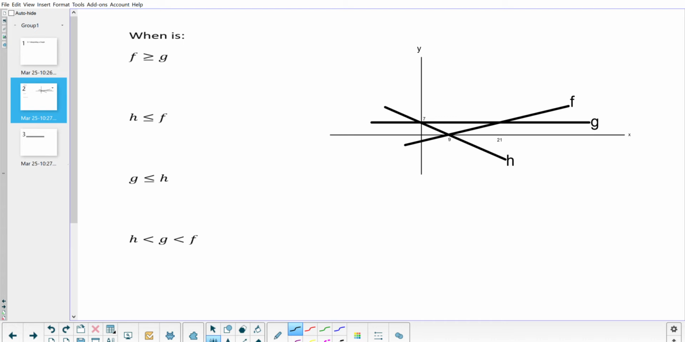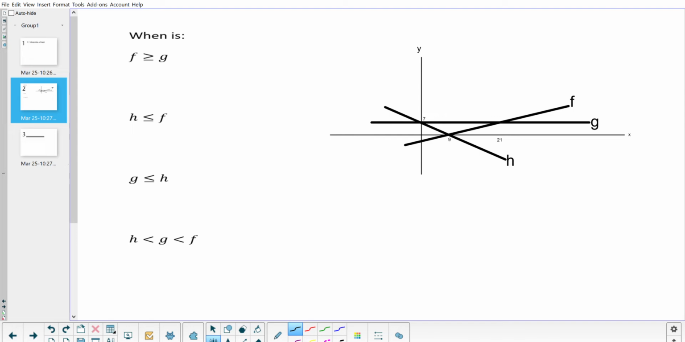So keep in mind that when it gives you f and g and h, those are the y values, right? So if it's talking about the function, when is f of x greater than g, that is the y value. So when I say when is f greater than or equal to g, I'm talking about the y values of f greater than or equal to the y values of g. Okay, so basically what this is saying is when is f above g?